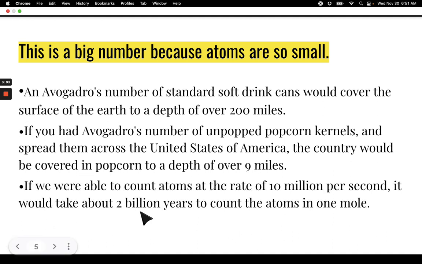And if you were able to count atoms at a rate of 10 million per second, it would take 2 billion years to count the atoms in 1 mole. So, in other words, this is a really convenient thing so that I don't have to go to the grocery store and count out my 12 eggs. I don't have to count out my atoms if I know I have a mole of them.